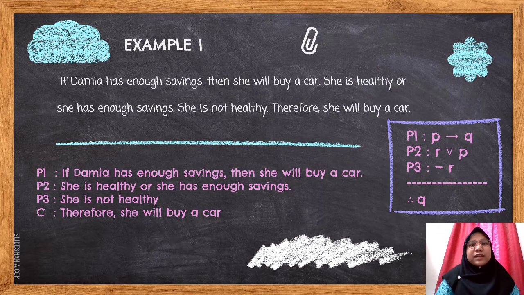From this, we can assume P is Damia has enough savings, Q is she will buy a car, and R is she is not healthy. We can make arguments by using the premises and the conclusion. P to Q, R or P, not R, and we can get the conclusion Q.